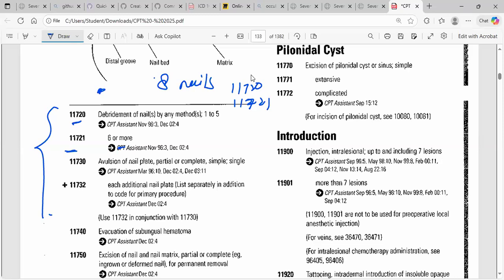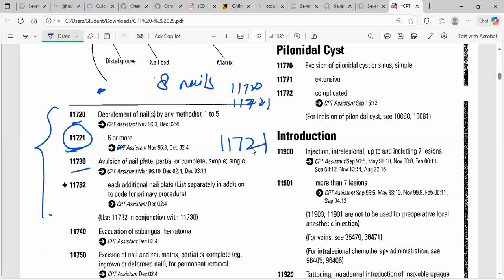11721. That's correct. Jamil, we need to use only one code here, that is 11721. Why? Because 11721 says six or more. That means if the debridement has been completed on any number of nails which is more than six, we are going to use 11721 only. Clear, Jamil? Yes, ma'am. Okay. Now let's move further.